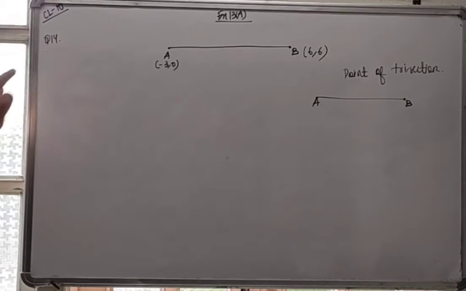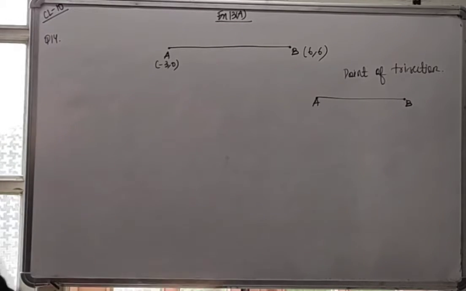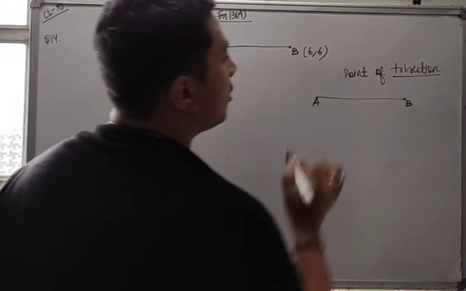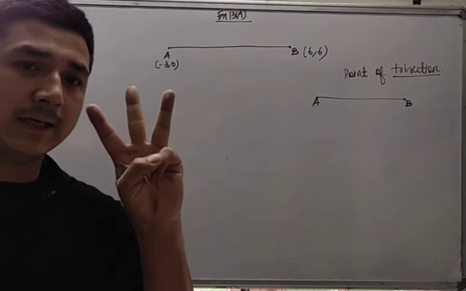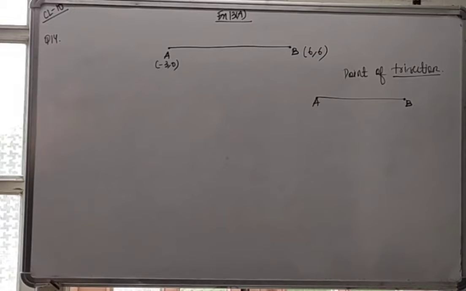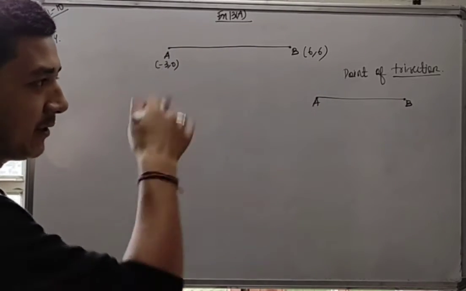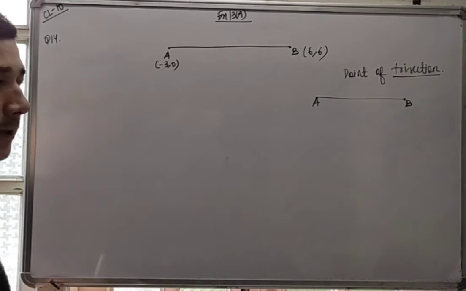In today's class, we'll start from question number 14, exercise 13a. Before we start, we have to understand what we mean by point of trisection. Tri means three. Section means different sections. From yesterday onwards we are learning about line segments, section formula, coordinates, isn't it?